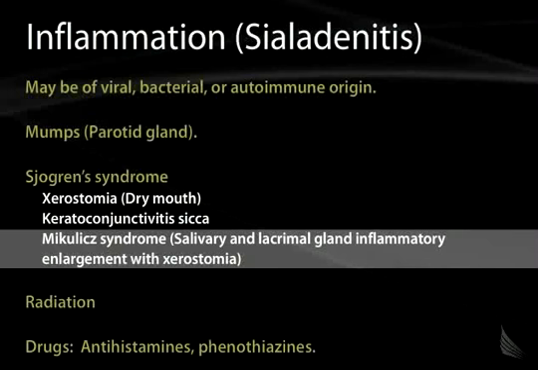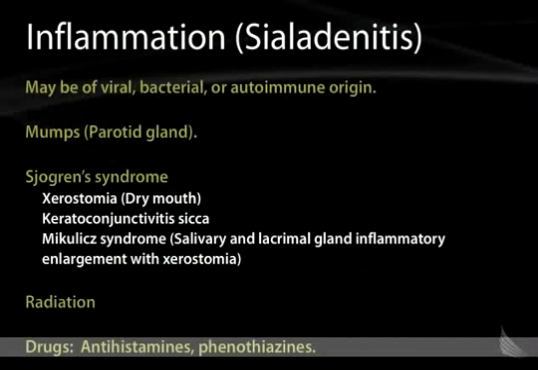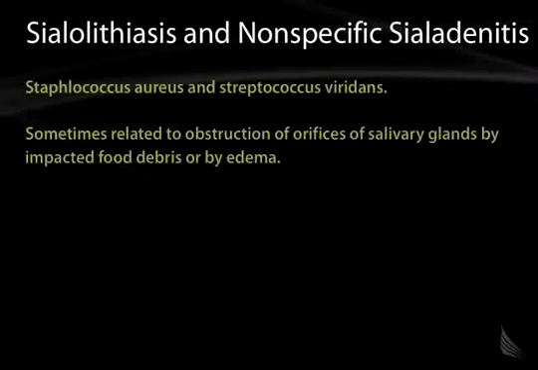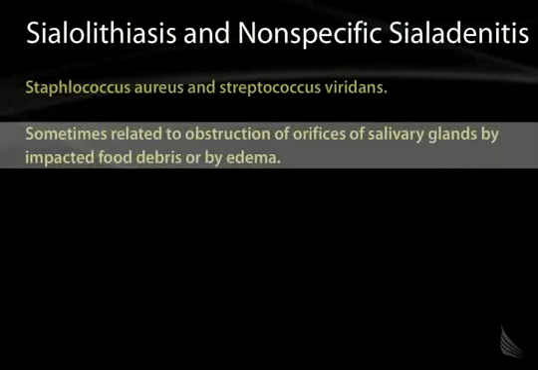Patients who are treated for squamous cell cancers of the head and neck can also develop inflammation of the salivary glands due to their use of radiation in this area. And various drugs can also produce sialadenitis, including some of the more common antihistamines and phenothiazines. And bacterial causes of sialolithiasis and non-specific sialadenitis include infections with Staph aureus and Strep viridans. This often follows obstruction of the orifices of the salivary gland either by impacted food debris or edema.